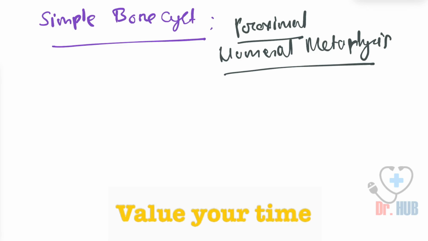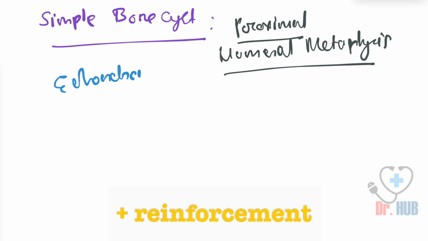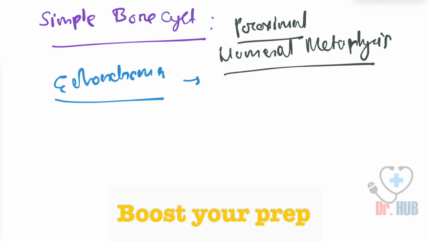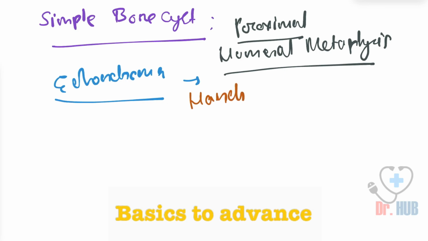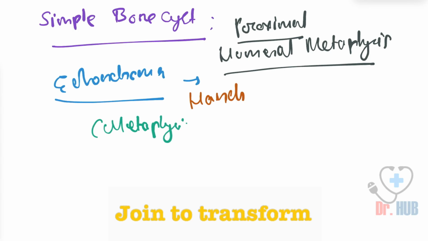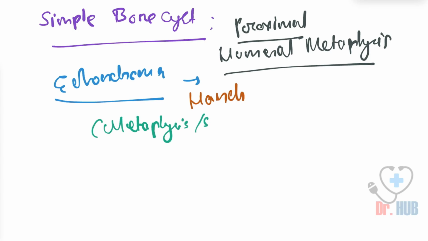Then we look at the enchondroma. So where does the enchondroma stay? The enchondroma is present mainly in the hands. If you say hands, what part of the hands? Perhaps it includes the metaphysis of the small bones. Metaphysis of the small bones of the hand.